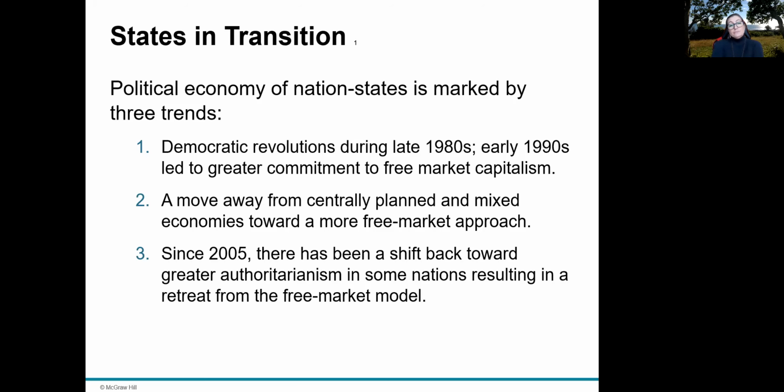So these three trends are evidence of some nations that are in transition, either towards free market capitalism or retreating from the free market model.